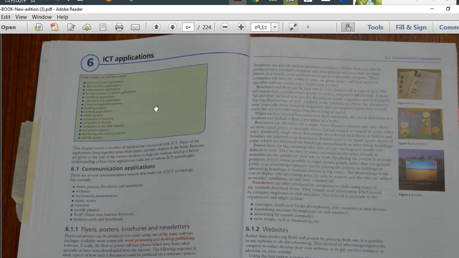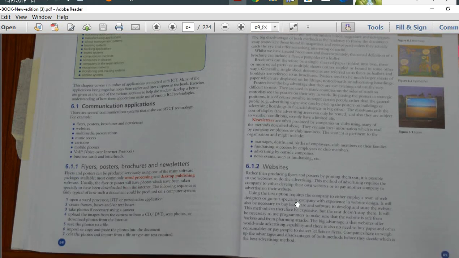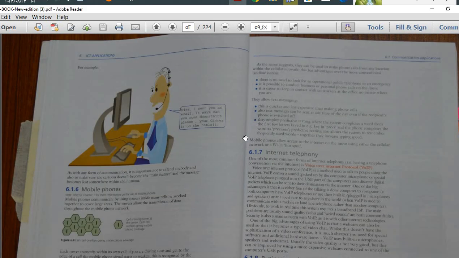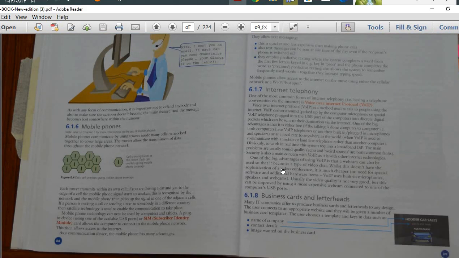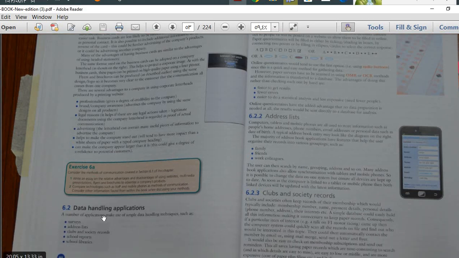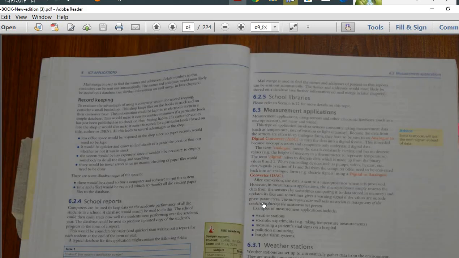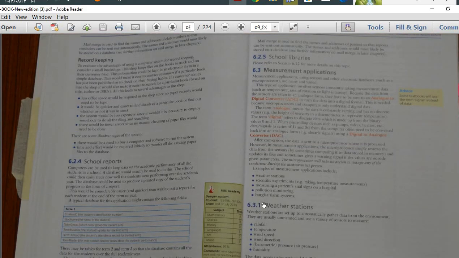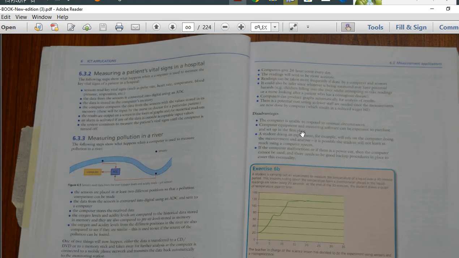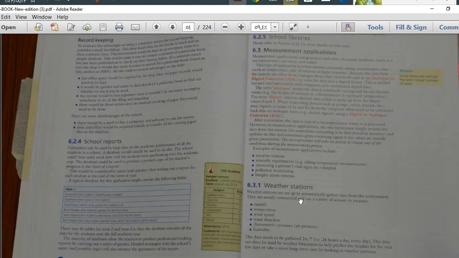In chapter 6 we will talk about the applications of ICT, communication applications, websites, and internet telephony, business card and letterhead, the data handling applications. All of these we'll talk about. Then we will talk about measurement applications like weather stations.